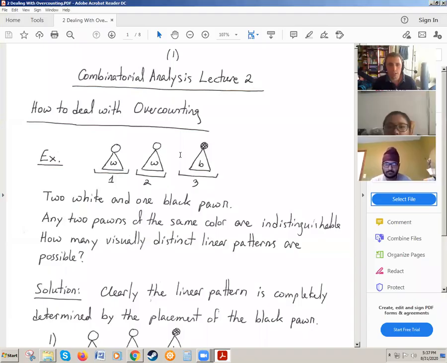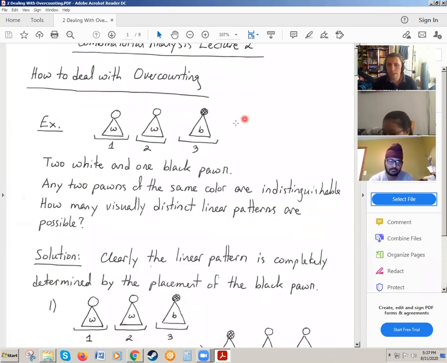So let's go over what happened last time. This is a very, very important idea that will be very difficult, I think, right? So we need to figure out how to deal with overcounting. And here is a very, very simple case of where that might happen, right?